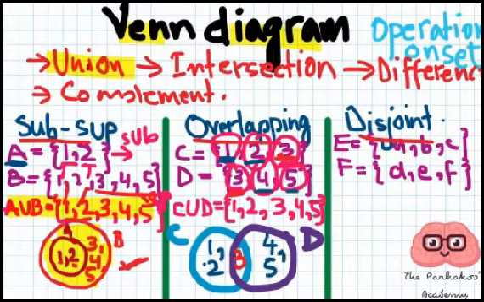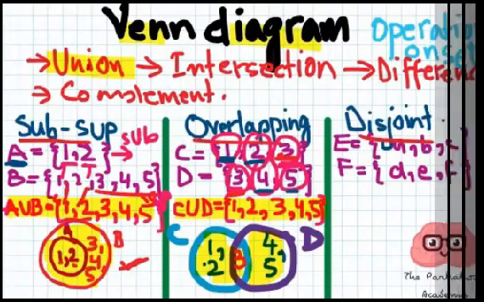In order to show that there's a union operation, we are going to shade everything, common and uncommon, because our resultant set includes every element, so we are going to shade the entire diagram. So remember that in union we are going to shade everything.